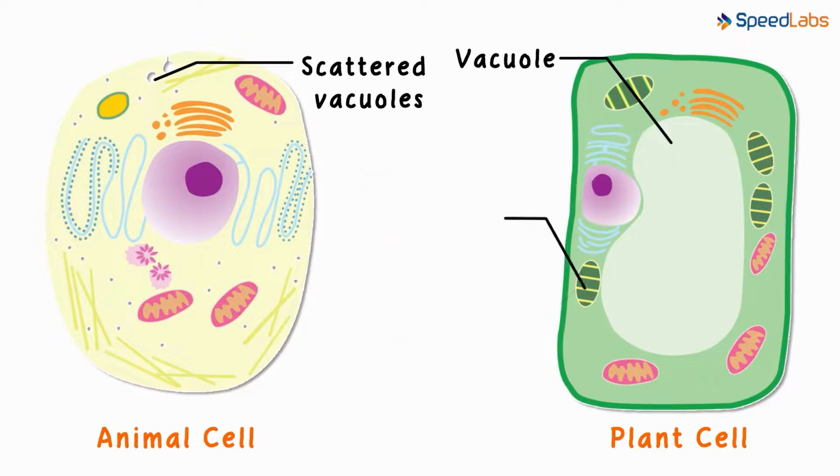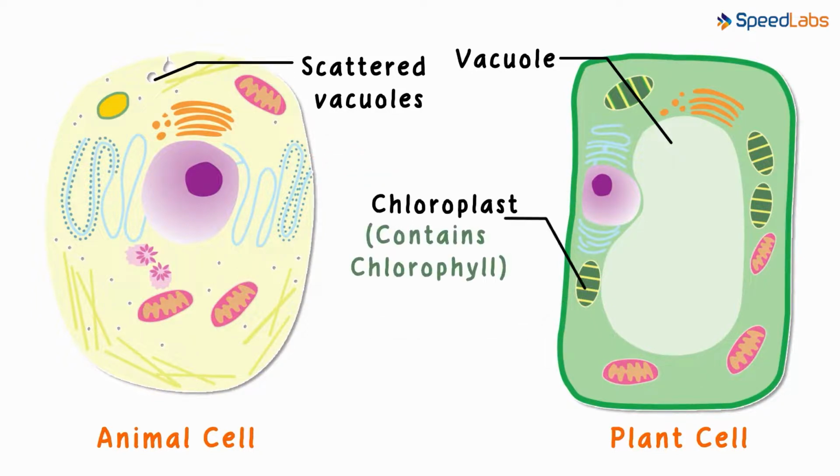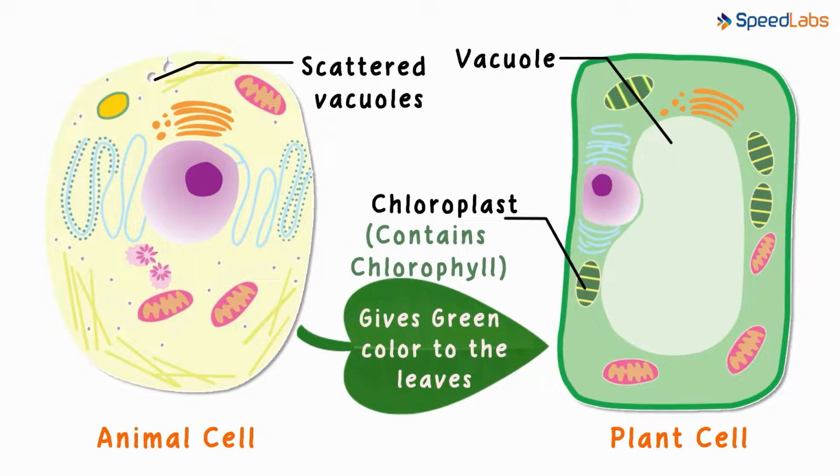Look at this plastid in the plant cell. It's called the chloroplast and it contains chlorophyll. This pigment gives the green color to the leaves, and I'm sure you know the other purpose for which chlorophyll is used. Yes, plants require chlorophyll for the process of photosynthesis.